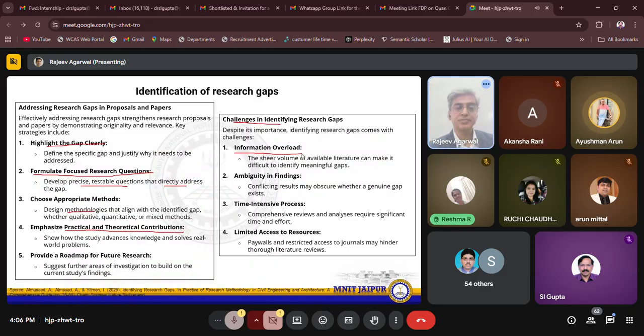Yes, Rajiv sir. Sir, this is Ayushman Arun, a PhD scholar from BIT Mesra working with Coal India. I have one question. I just want to know how can we ensure that the research gap we highlight is convincing enough for the reviewers? Is there any tool for that?